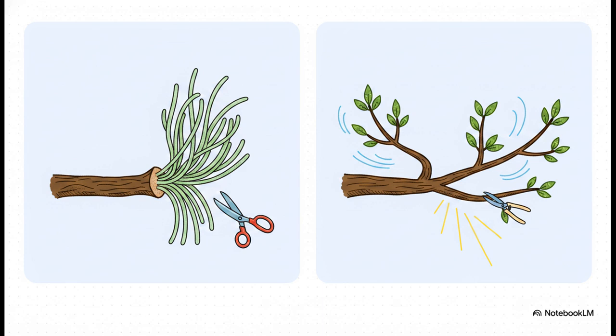Protecting that collar is critical. Okay, here is the technique. Step 1, make a shallow undercut beneath the branch, a few inches out. This prevents the heavy bark from tearing down the trunk when the branch falls.